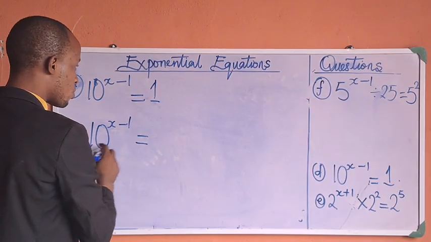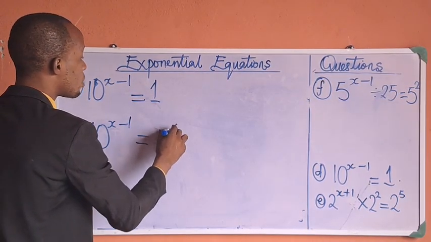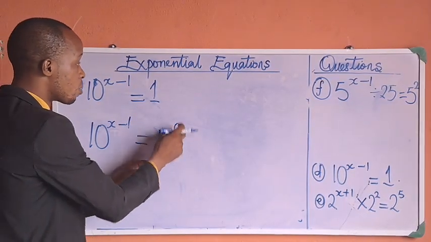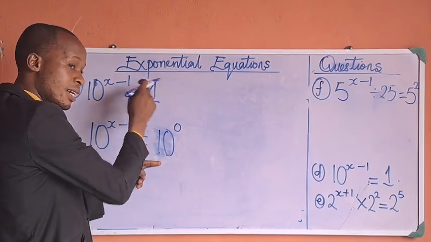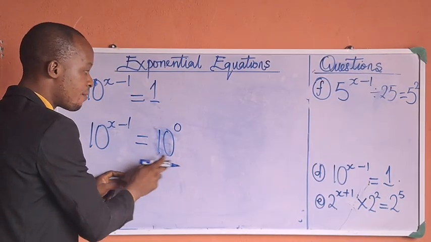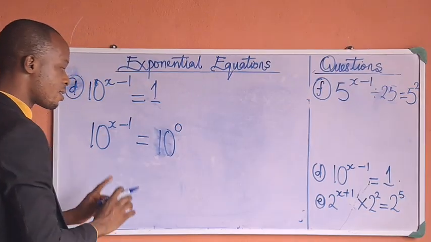What am I trying to say? I'm changing 1 to 10 raised to power 0. Do not forget that 10 raised to power 0 is the same thing as 1. That is the zero index law. Any non-zero number having the power of 0 will automatically be 1. Okay, that is the law.